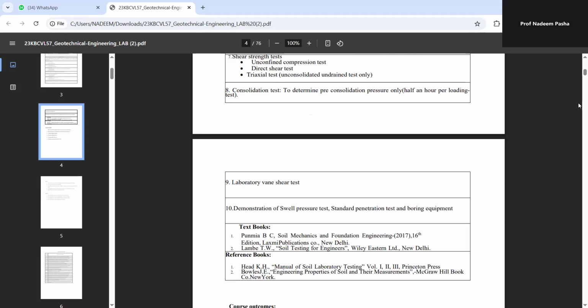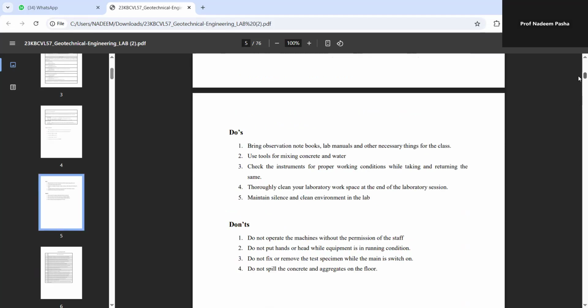Consistency limits include liquid limit, plastic limit, shrinkage limit, and so on. Apart from that, we need to take some precautions while doing the lab: do not operate the machines without the permission of the staff, do not put your hands in while equipment is running, do not fix or remove the test position while the mains is switched on, and do not spill concrete and aggregate on the floor. What should students do? They should bring the record books and come on time to the labs, use tools for mixing concrete and water, and check the instrument for proper working condition while taking it, or else they will be held responsible for any damage caused. Thoroughly clean your laboratory workspace at the end of the laboratory session, and also maintain silence and a clean environment in the lab.